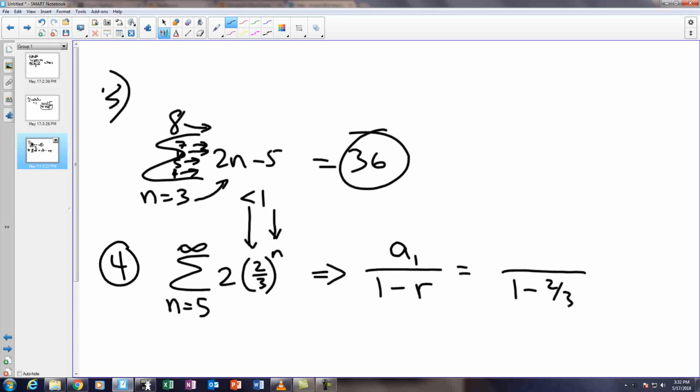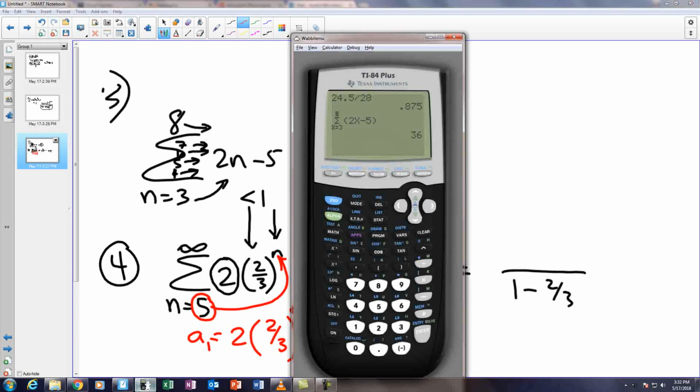A sub 1 sometimes turns out to be this number out in front, but it's actually not a guarantee that it's going to happen. The rule for finding a sub 1 is always to take the value in the beginning of the summation and plug it in. So in this case, it's 2 times 2/3 to the 5th. So I'm going to go ahead and grab my calculator to calculate that. 2 times parentheses 2 over 3, close parentheses, raised to the 5th. And I get 0.2634.